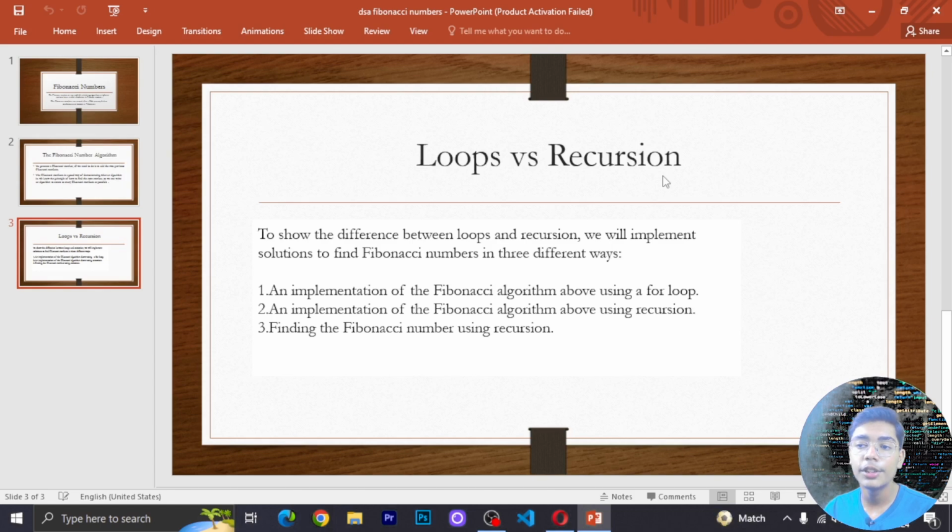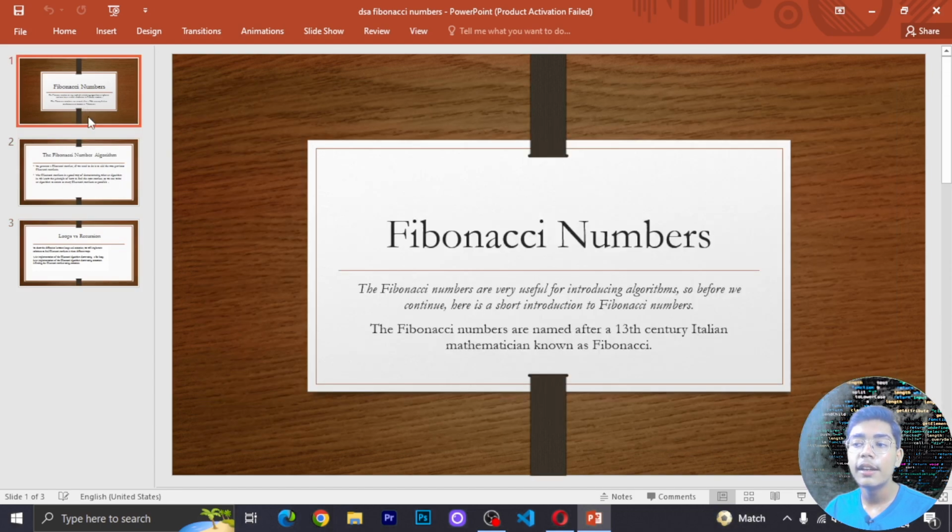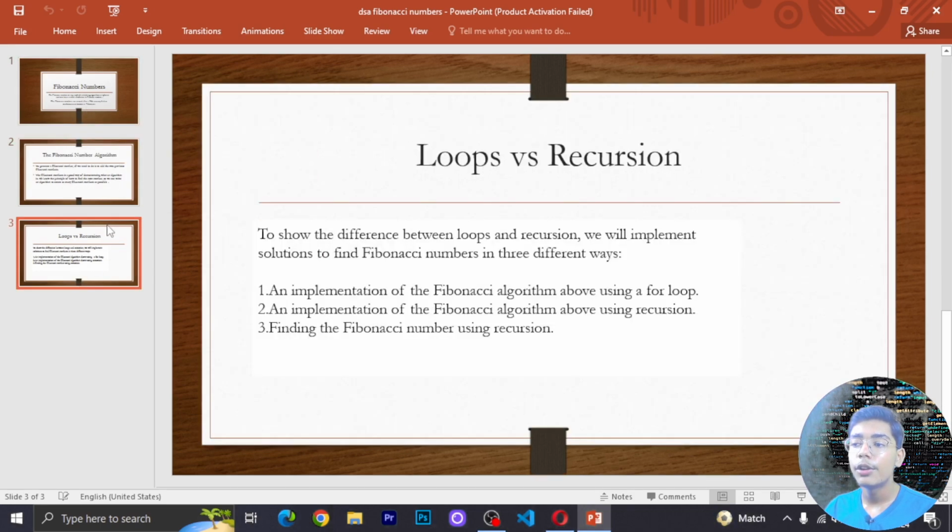And that was what I wanted to show you and tell you: basically what Fibonacci numbers are, what the Fibonacci algorithm is, and what loops and recursion are in Fibonacci numbers, so you can have a good understanding of Fibonacci numbers in any language you're covering.